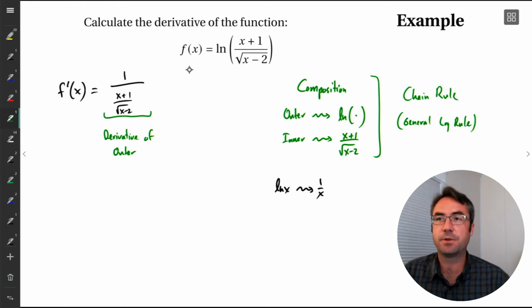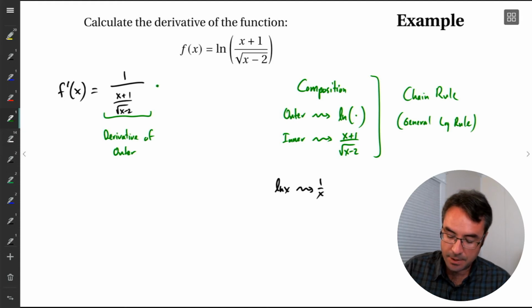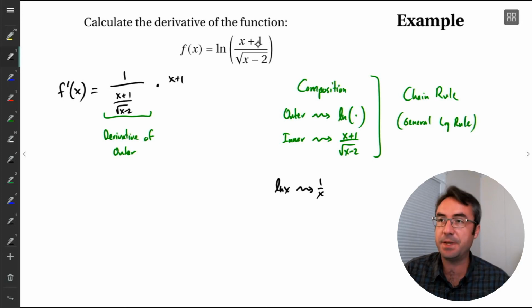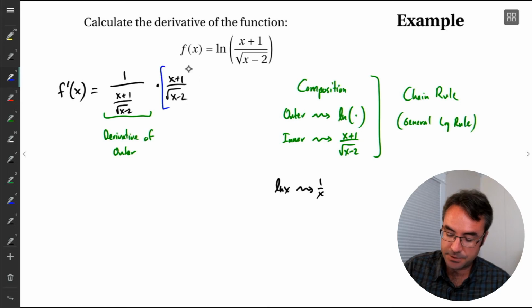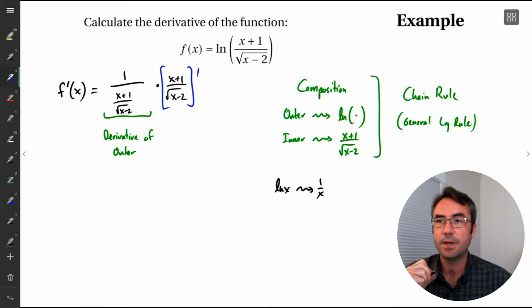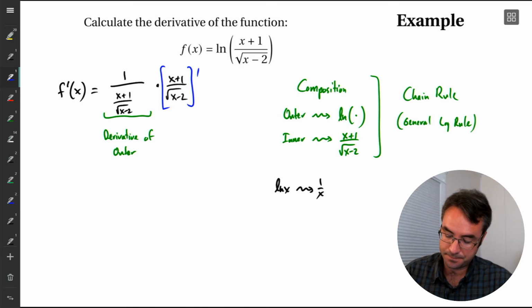So the derivative of the natural log is 1 over whatever was inside. And then we multiply that by the derivative of our inner function. So we take our inner function, the piece that was inside the log function, in this case x plus 1 over square root x minus 2, and we multiply by its derivative. So we need to differentiate this fraction, and that's going to require quotient rule. We're not going to finish this one.